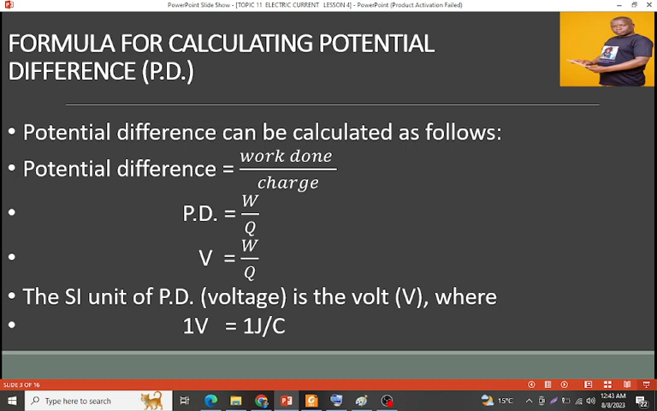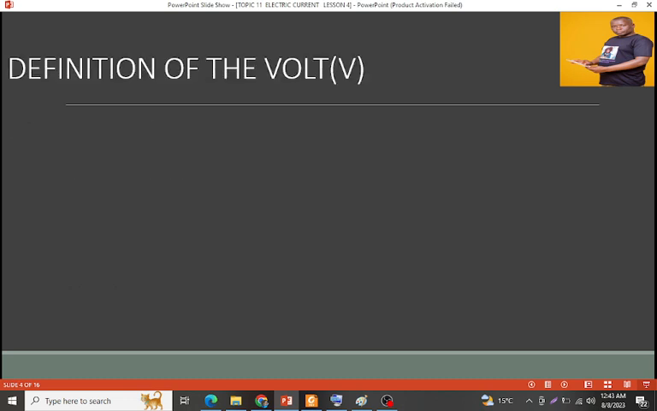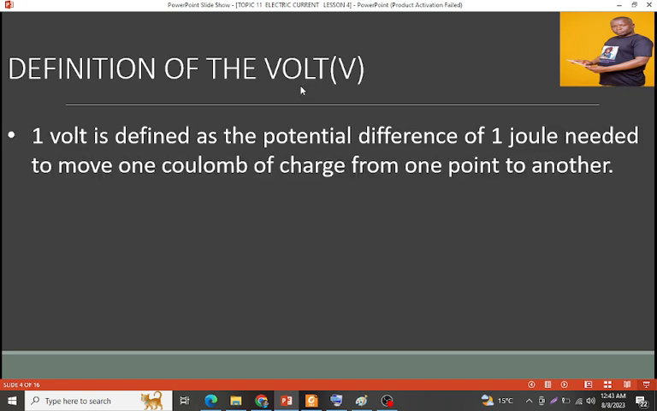Okay, so we define a volt, the unit, in the following way. 1 volt of potential difference is defined as the potential difference of 1 joule needed to move 1 coulomb of charge from one point to another.